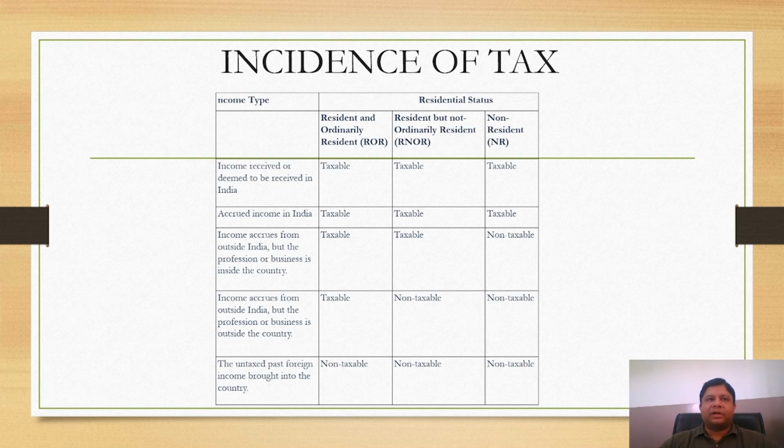A resident and ordinary resident is subject to tax on his global income in India. Resident and non-ordinary resident and non-residents are generally subject to tax in India only in respect of India's source income, that is, income received, accruing, or arising in India or deemed to be received, accrued, or arise in India.